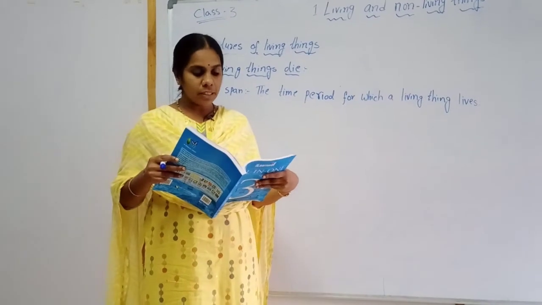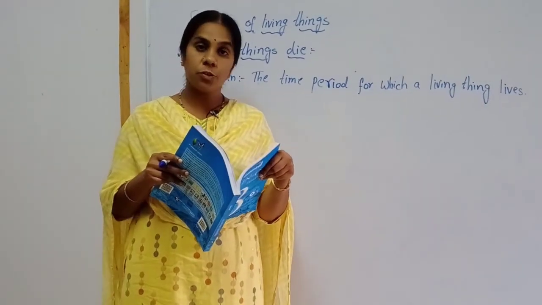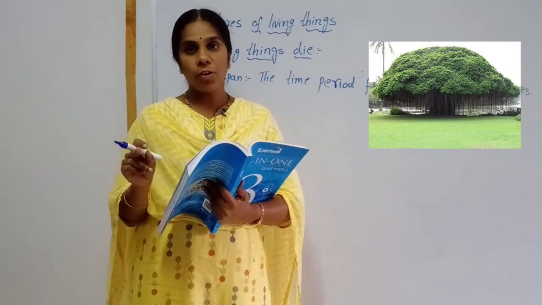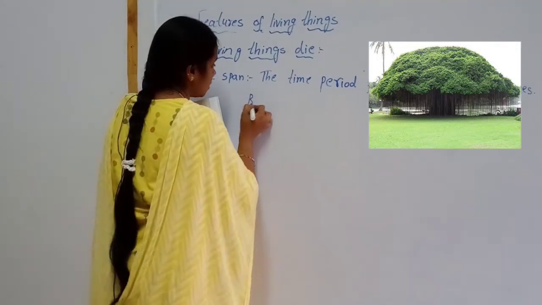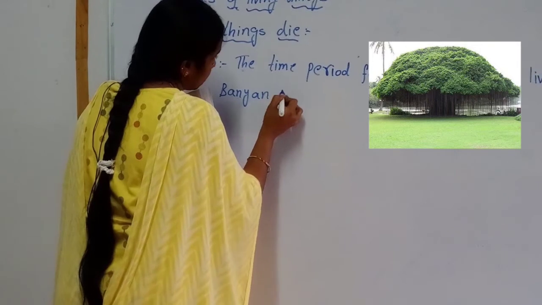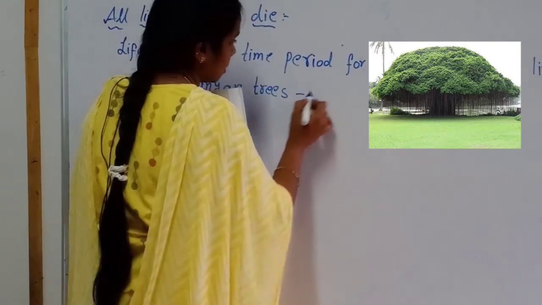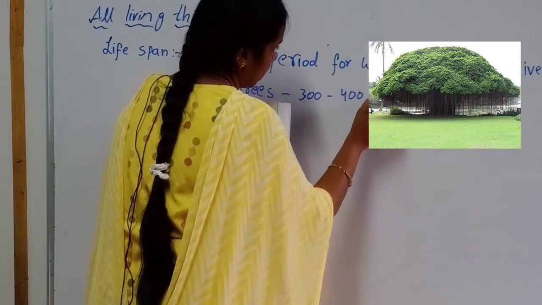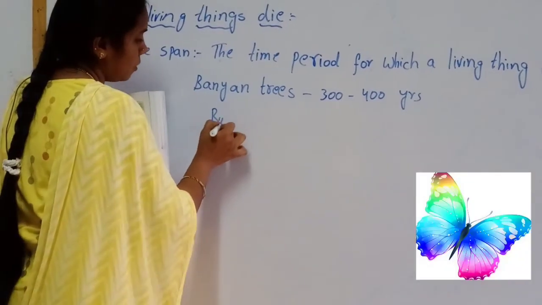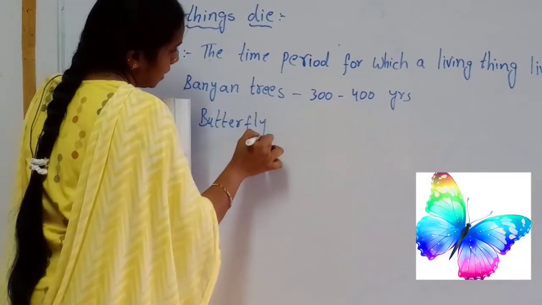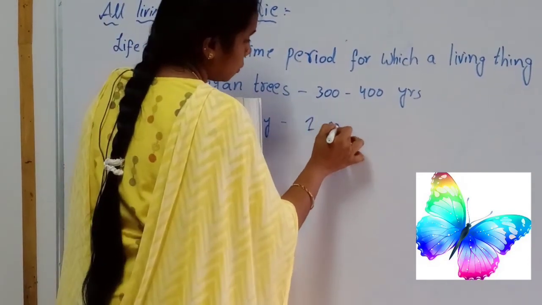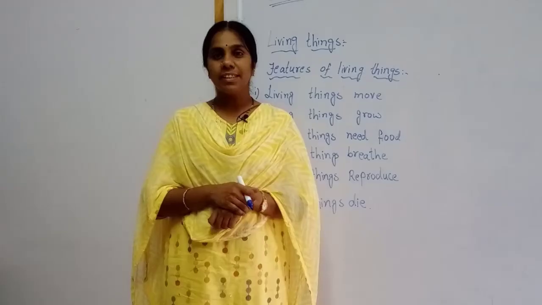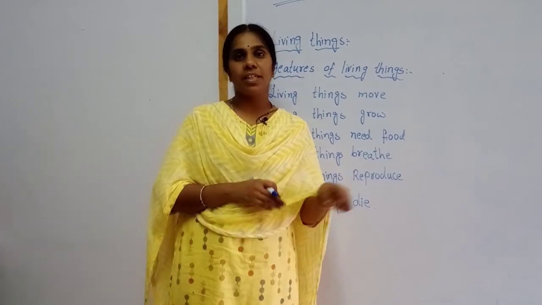For example, a banyan tree lives for about 300 to 400 years, whereas the butterfly dies within 1 or 2 weeks. The lifespan of the banyan tree is 300 to 400 years, and the lifespan of the butterfly is 1 or 2 weeks. Okay.